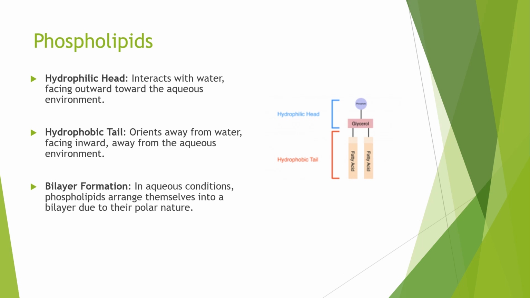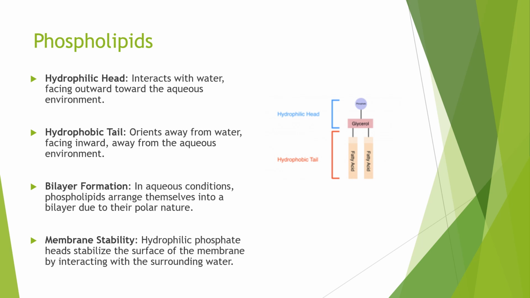When phospholipids are placed in water, they spontaneously arrange themselves into a bilayer. This bilayer forms because the hydrophilic heads interact with the water on either side, while the hydrophobic tails hide away from the water, aligning themselves in the middle of the bilayer. This structure is crucial to creating a stable and effective cell membrane.